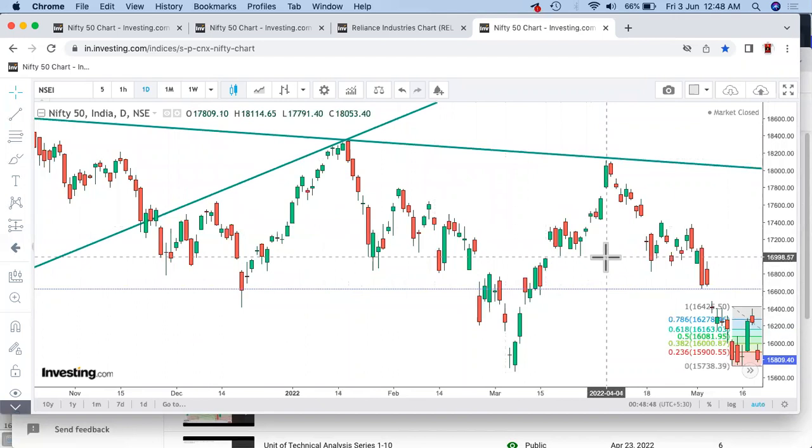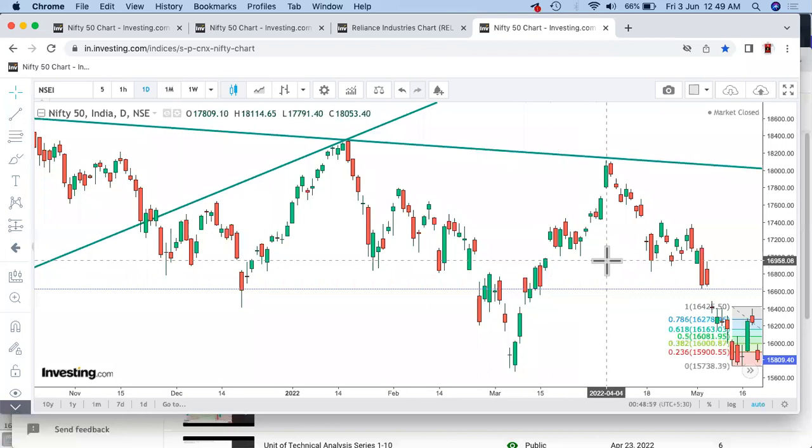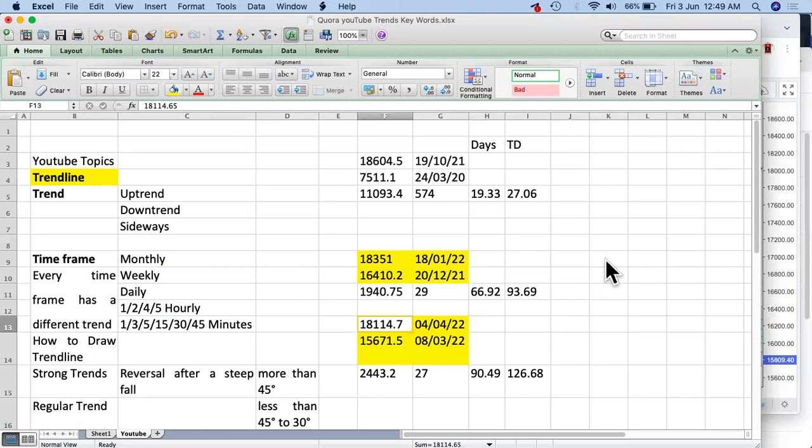The high was on 4/4/22, and the points was 18114.65, right? So all this we have confirmed. We get somewhere around 2443 points, and the number of days is 27, right? Again, this is somewhere around 90 points per day, and calendar days wise it is 126. Again, we can consider that this pullback was much stronger than this one, right?